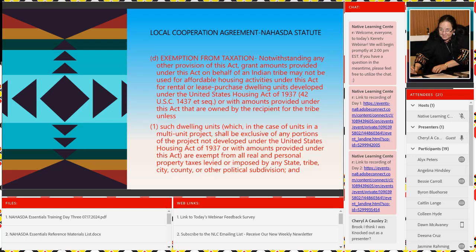Okay. So, exemption from taxes. Notwithstanding any other provision of this act, grant amounts provided under this act on behalf of an Indian tribe may not be used for affordable housing activities under the act, for rental or lease purchase dwelling units developed under the Housing Act of 37, or with amounts provided under this act that are owned by the recipient for the tribe, unless such dwelling units, which in the case of units in a multi-unit project shall be exclusive of any portions of the project not developed under the Housing Act of 37, or with amounts provided under this act, are exempt from all real and personal property taxes levied or imposed by any state, tribe, city, county, or other political subdivision.